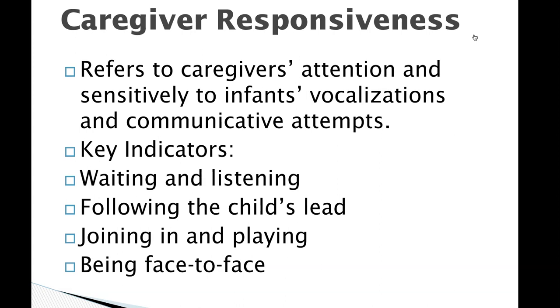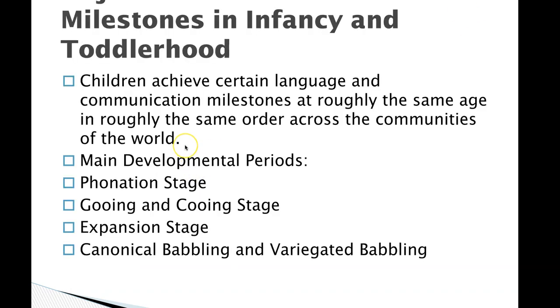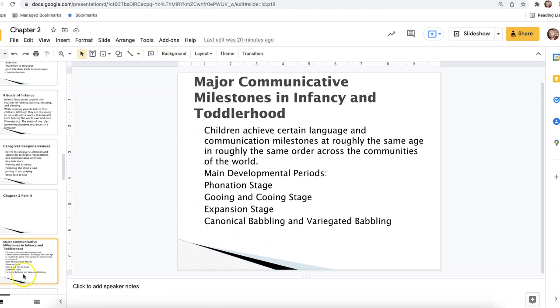I might make noises, ma, ma, ma, ma, ma, and I'll give the child a chance to make that ma, ma, ma, or da, da, da, da, right back to me. And if the child's interested in something, following their lead. So all these things are going to be really important for learning language, caregiver responsiveness. All right, so that ends part 1 of our chapter.